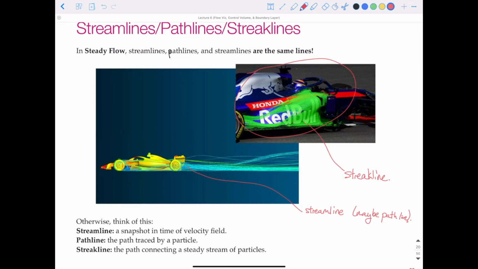A path line is a line that's traced by a particle. So give a particle a marker, just let it draw on the wall as it passes by. That would be your path line. And then the streak line is the path connecting a steady stream of particles. So if you released a bunch of rubber duckies down the river one at a time, if you trace the line of all those rubber ducks from beginning to end, that would be your streak line.